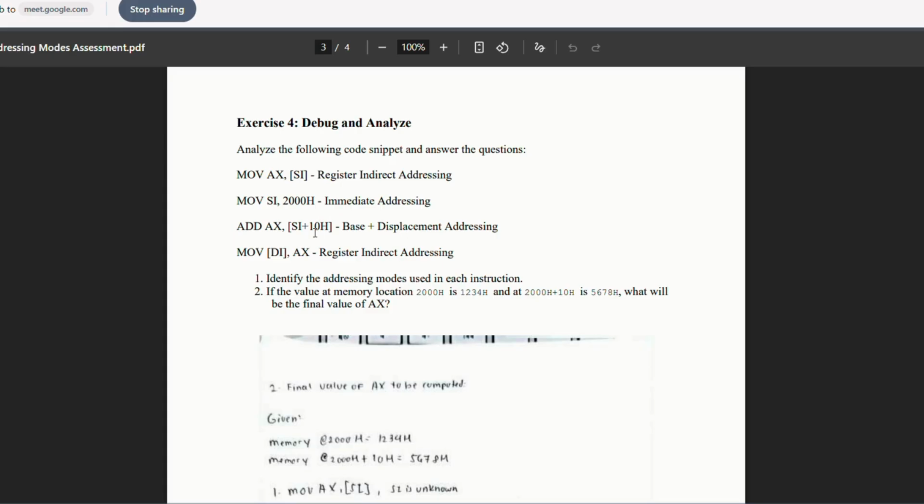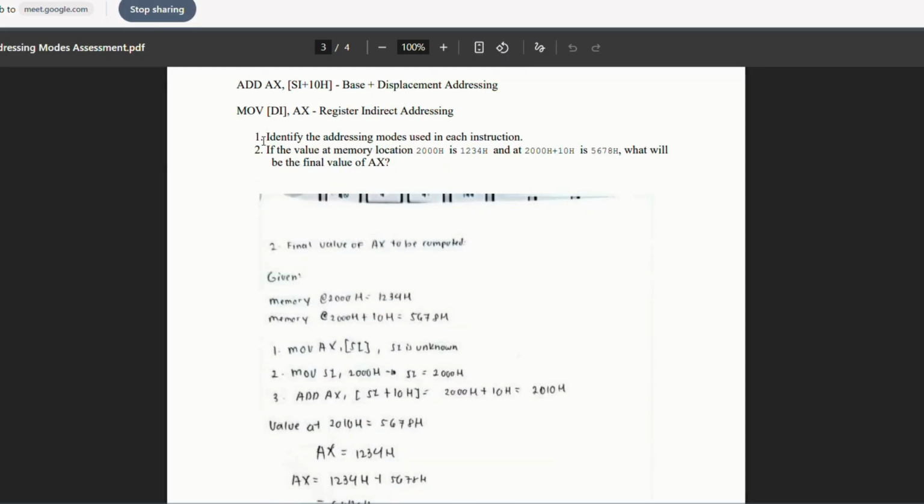Then for number 3, ADD AX, [SI + 10H]. This is base displacement addressing because the effective address is calculated as SI plus 10H. Then for number 4, MOV [DI], AX. This is register indirect addressing because the memory location is determined by the value in the DI.